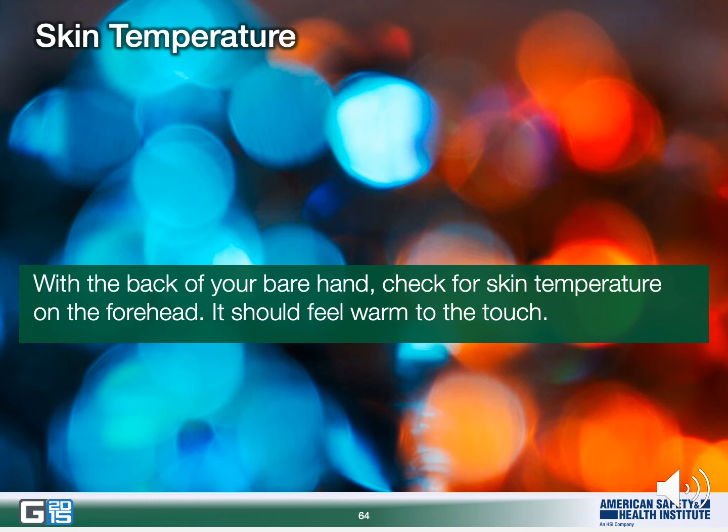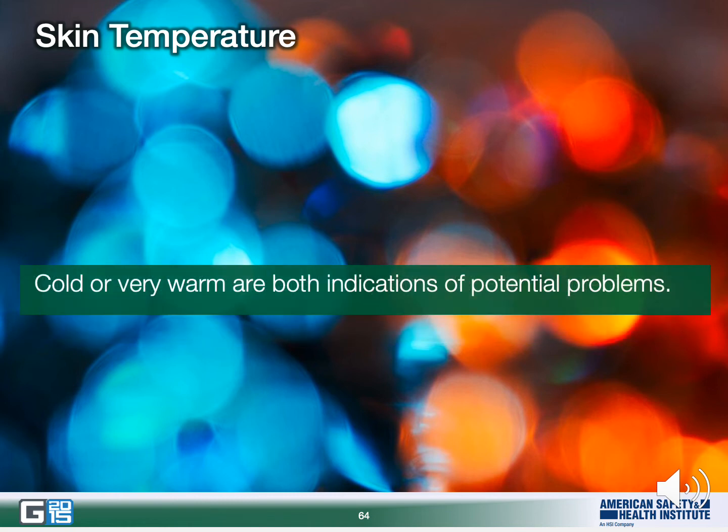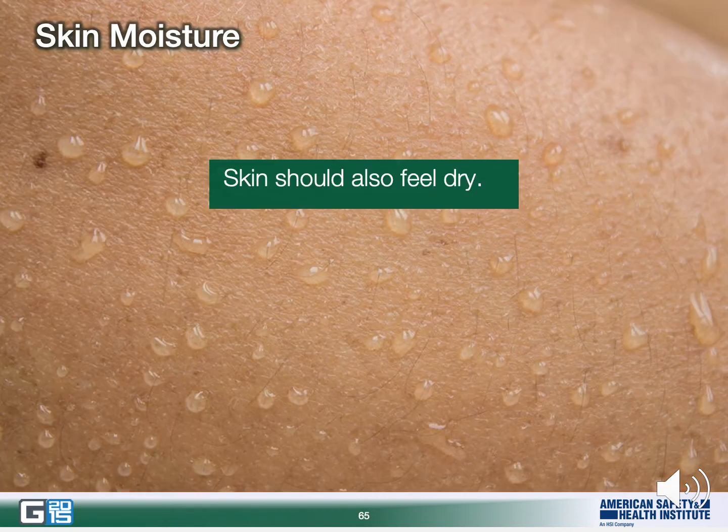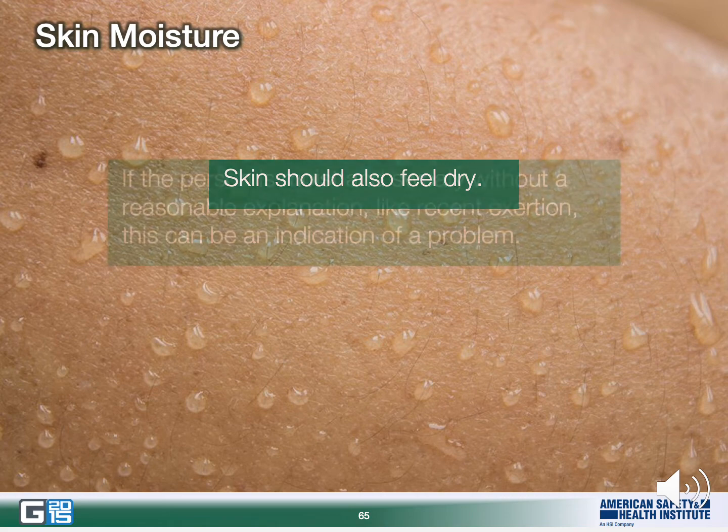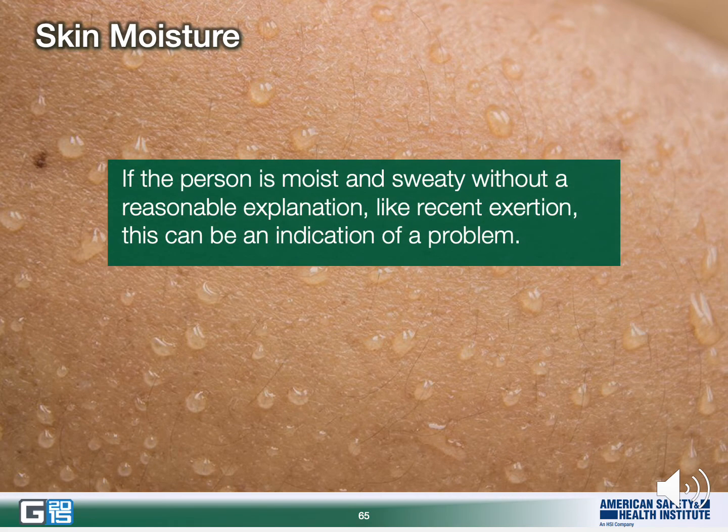With the back of your hand, feel for temperature and whether it's moist or dry. Okay, cold or very warm are both indications of a potential problem. Your skin should feel dry. If it's excessively sweaty, like in this picture here, there's something going on. If they're moist and sweaty without a reasonable explanation, like recent exertion, this can indicate a problem. Primarily, we want to be aware of shock.